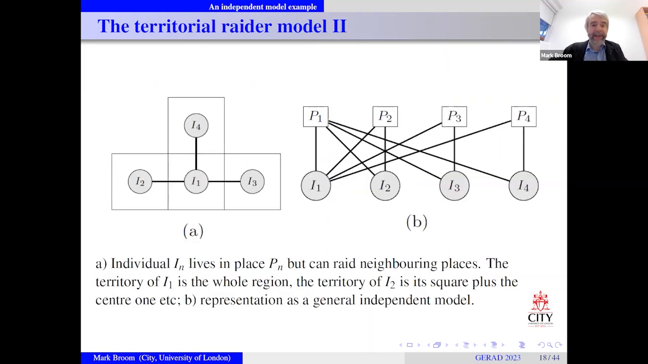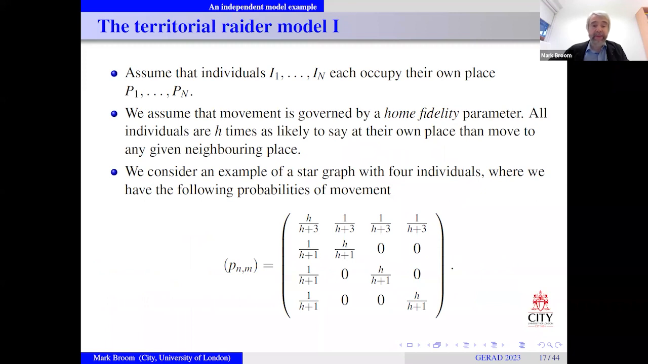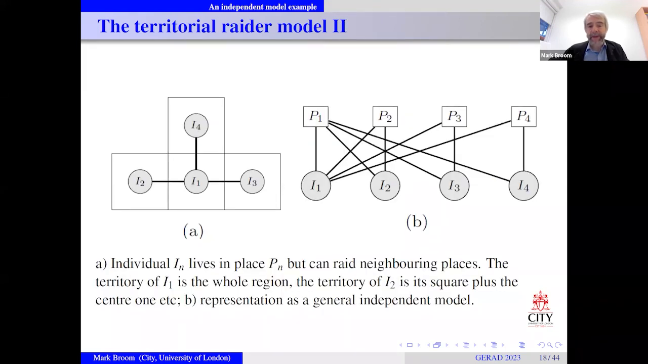So this is the set of places that graph that matrix represents. I1 is the center of a, well, it would be a star if I'd drawn the figure that way. I1 is connected to I2, I3, and I4, but all of the others are only connected through I1. So the individual I1 stays at home with probability H over H plus 3, and then it goes to each of the other places with probability 1 over H plus 3. The others either stay at home with probability H over H plus 1, or go to I1 with probability 1 over H plus 1. So that's the matrix that says the probabilities. And the representation that we had before of individuals to places is given in that figure B. So I1 can go to any of the places. I2 can only go to place 2 and place 1.